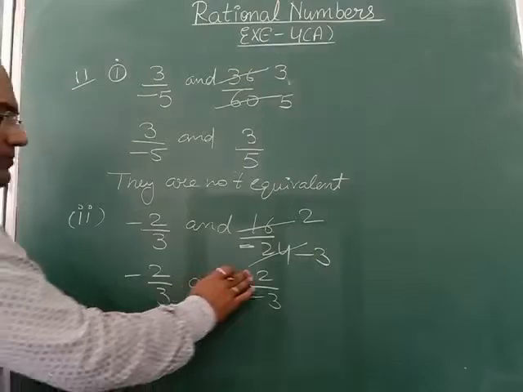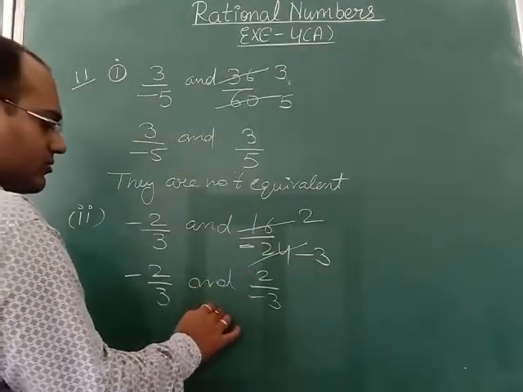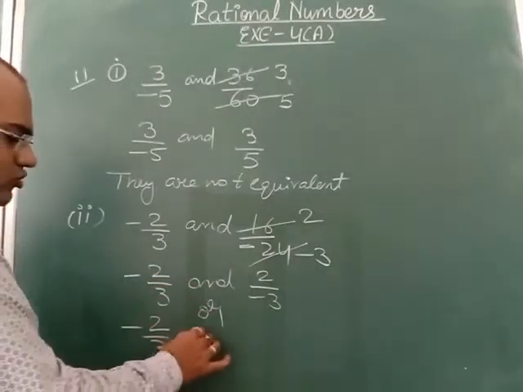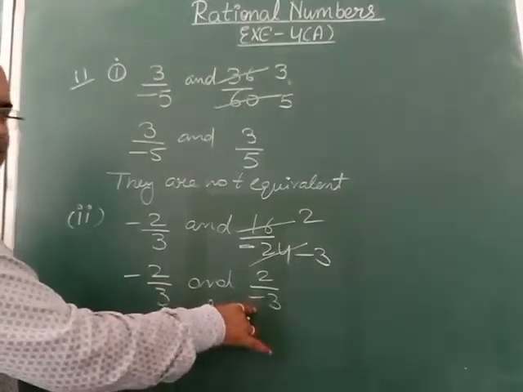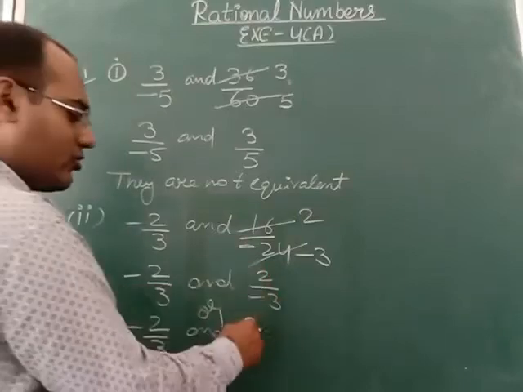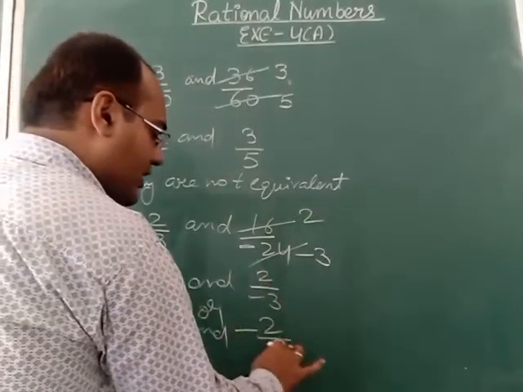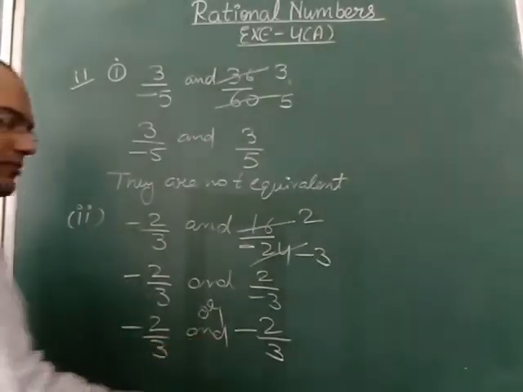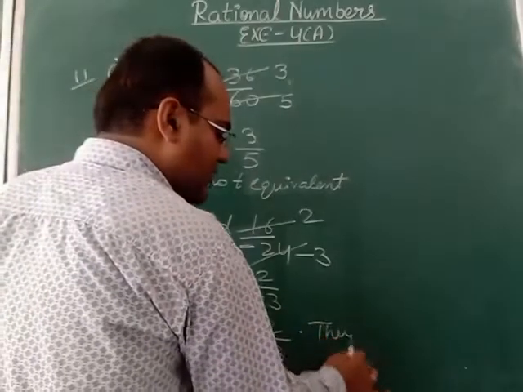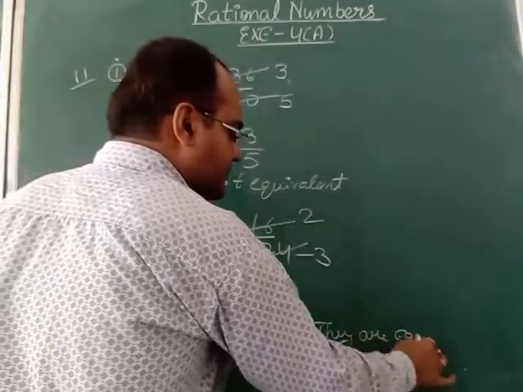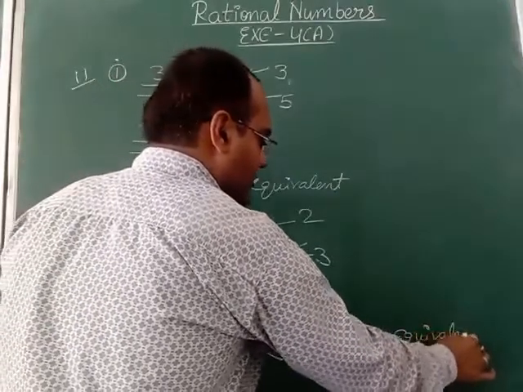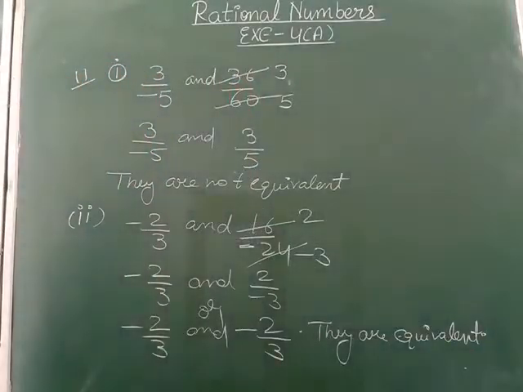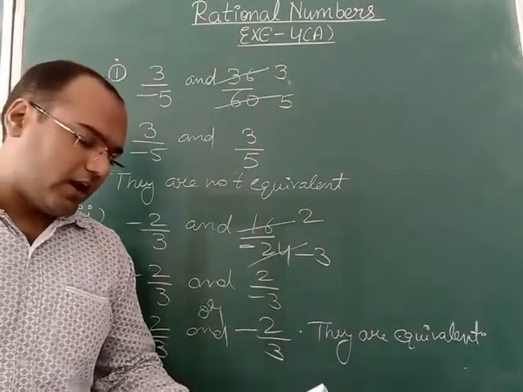So what we will do, we can write like this, minus 2 upon 3 and this minus in the denominator, we can write it in the numerator also, the meaning will remain the same. Now these two are exactly the same, that means they are equivalent. We have to write they are equivalent. So like this you have to do all the remaining parts of question number 11. Now question number 12.